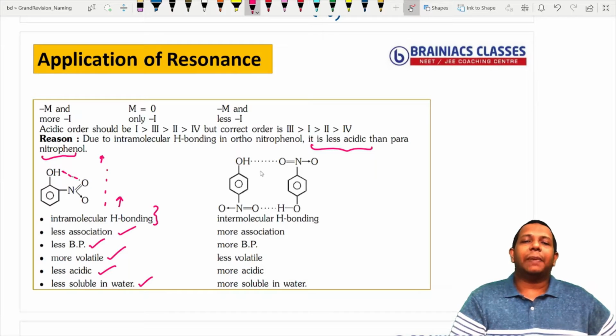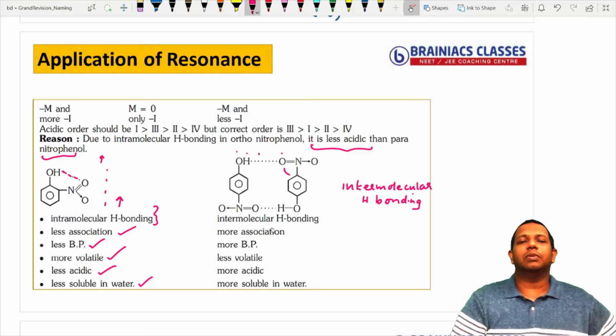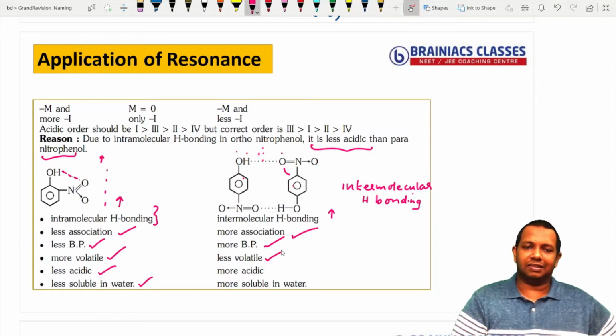Now, if you take paranitrophenol, here you can see also hydrogen and an electronegative element. But this electronegative element is from another molecule. So this type of hydrogen bonding, we call it intermolecular hydrogen bonding. Okay. In intermolecular hydrogen bonding, what is happening? One molecule is getting associated with another one. So we say more association. If more association is there, a huge amount of heat is required to break this association. So we say higher boiling point. And since it is more associated, it will not enter into vapor state fast. So we say it is less volatile.